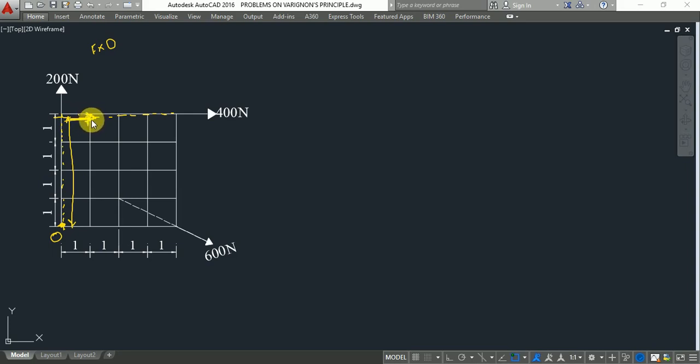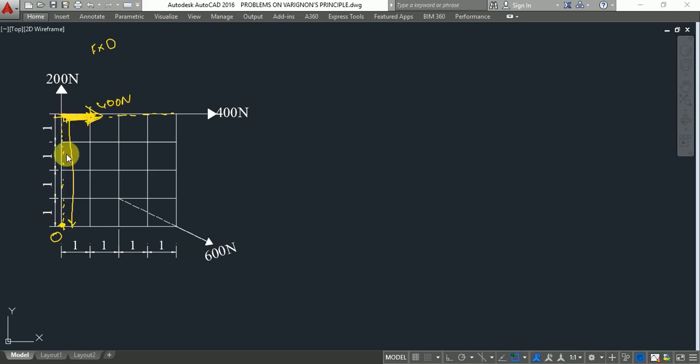As we know from the law of transmissibility, a force can be transferred from one point to another along its line of action without changing its effect on the system. Remember this one, the law of transmissibility of force. In the same way, I am transferring this force along its line of action. So the force will be acting here. This 400 Newton force I can transfer here. So this is the perpendicular distance.